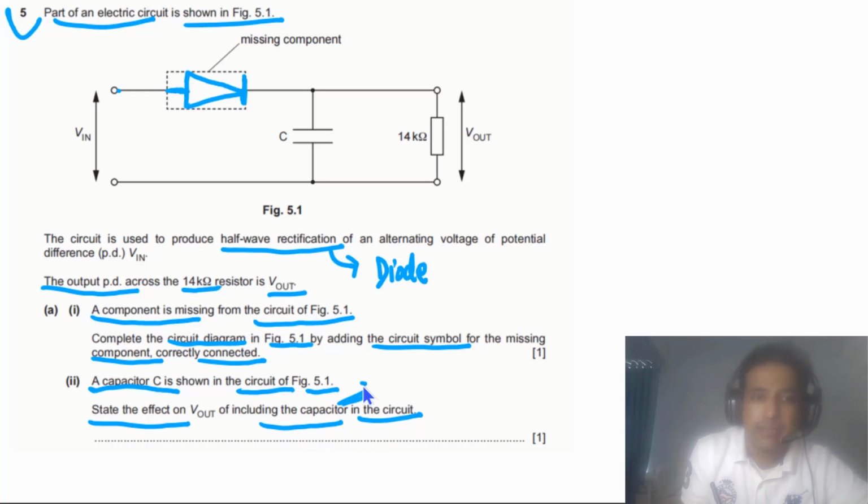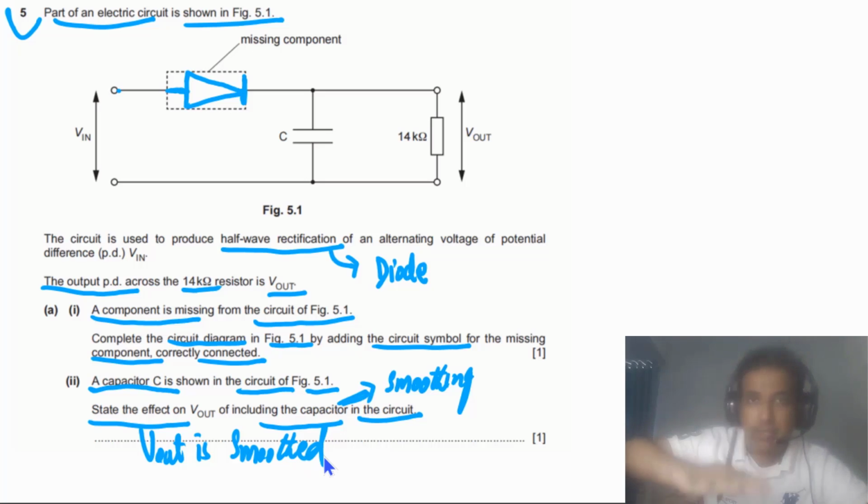The purpose of the capacitor in the circuit is smoothing. So we can say smoothing. If we have a capacitor in the circuit, V out will be more smooth. So we can say V out is smooth. It will be more smooth, meaning the variations in V out will be small, or we can say the ripples in the V out will decrease.